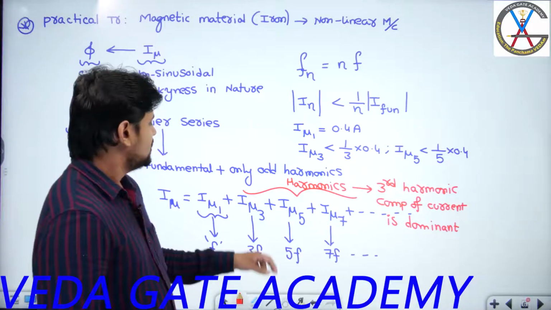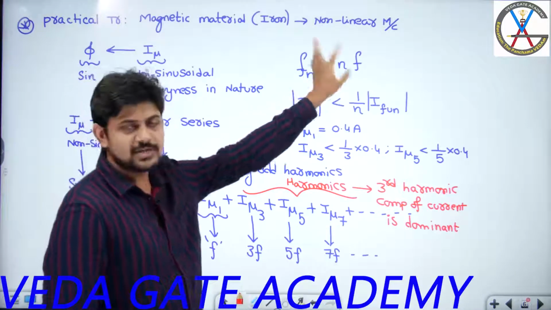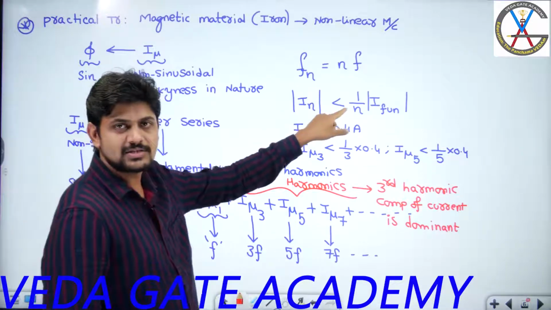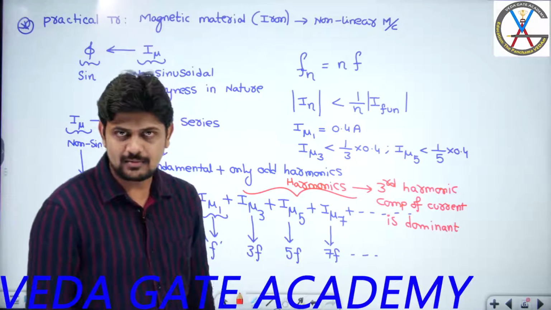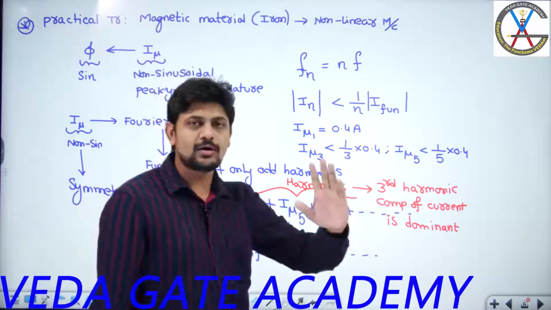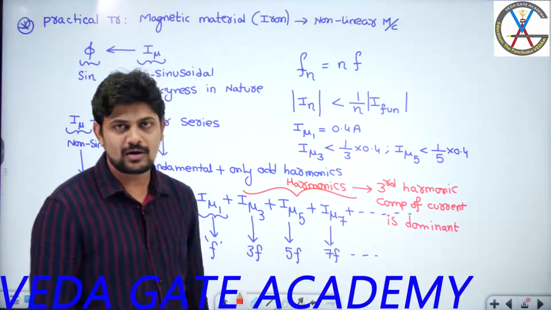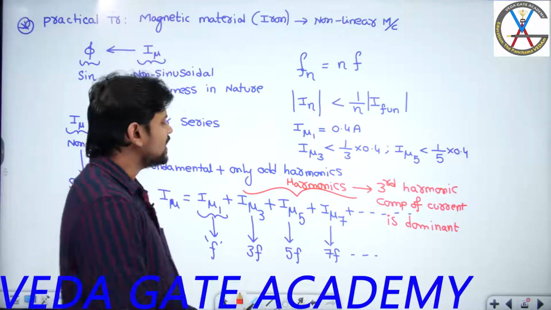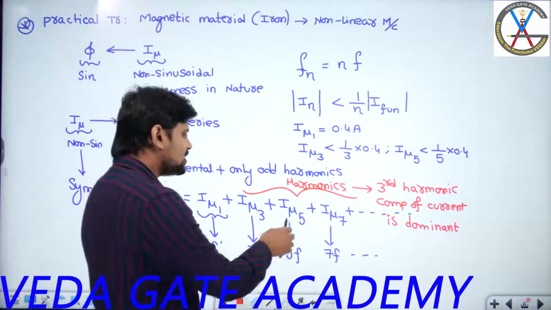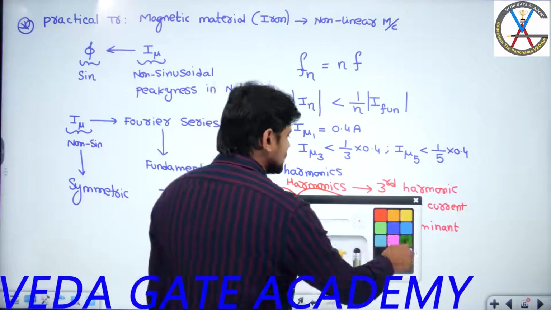Next, the third point: if the fundamental component has frequency f, the nth harmonic component has frequency nf. Fourth point: the magnitude of the nth harmonic current will always be less than 1 by n times the magnitude of the fundamental. And the last point: out of all odd harmonics, the dominant harmonic component of current is the third harmonic, because it has more magnitude compared to the remaining harmonic currents. So there is no need to consider the fifth harmonic, seventh harmonic and so on while analysing the machine, because they have less effect on the overall performance.